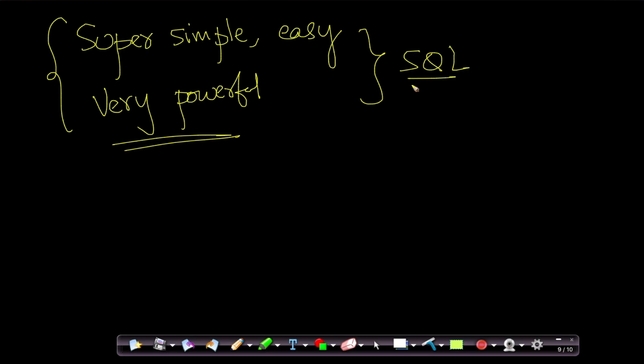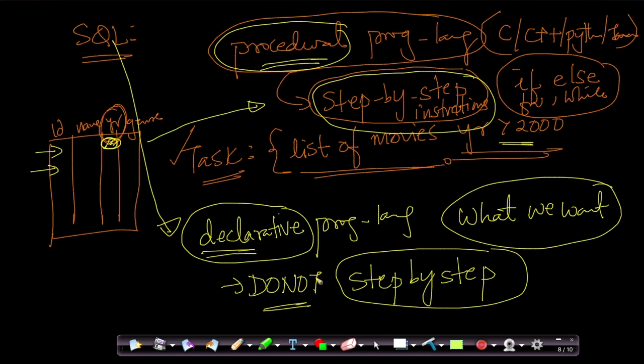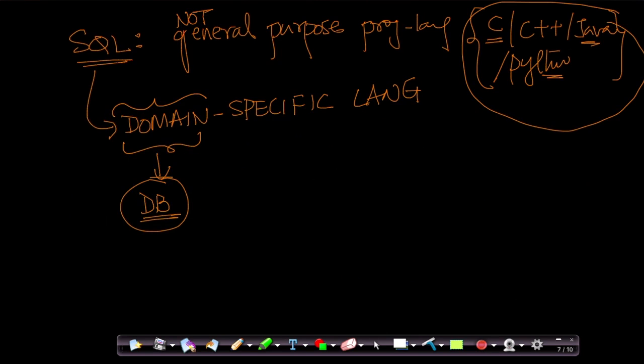So SQL is a declarative programming language where we don't have to define step by step what we want or how to get it. We just have to say what we want. And it's a domain specific programming language.